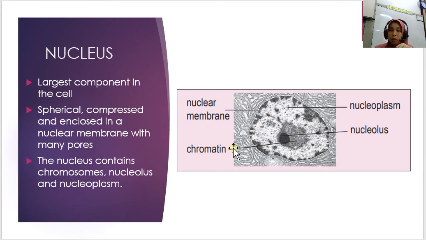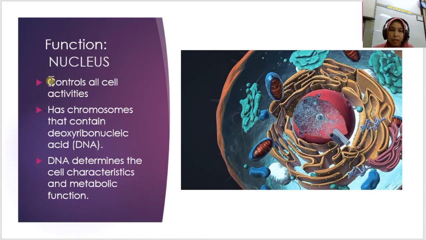Chromosome or chromatin is the same. And then there is a nucleolus, and nucleoplasm here. This nucleus is coated by the nuclear membrane, right? So what is the function of the nucleus? It controls all the activity of the cells. So this is referred to as the nucleus.